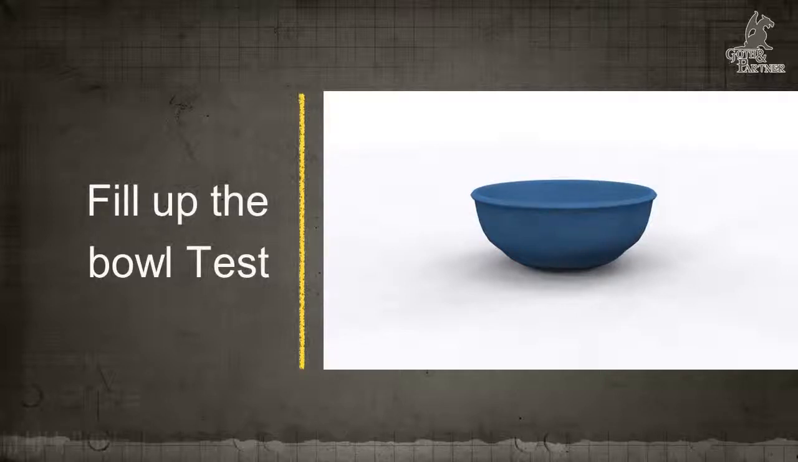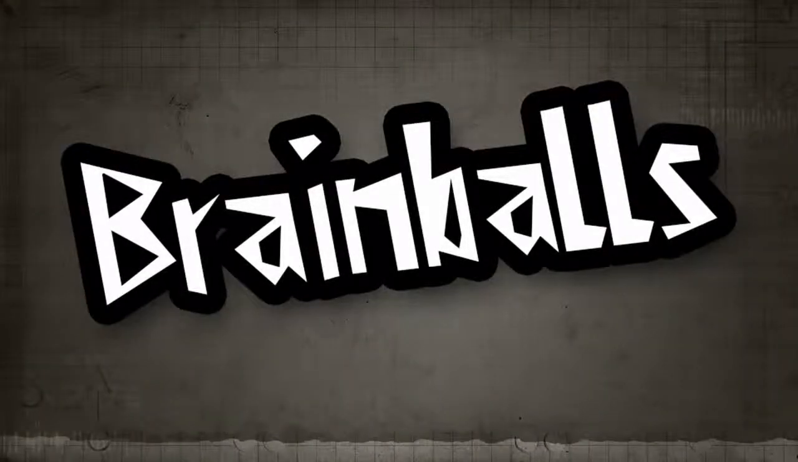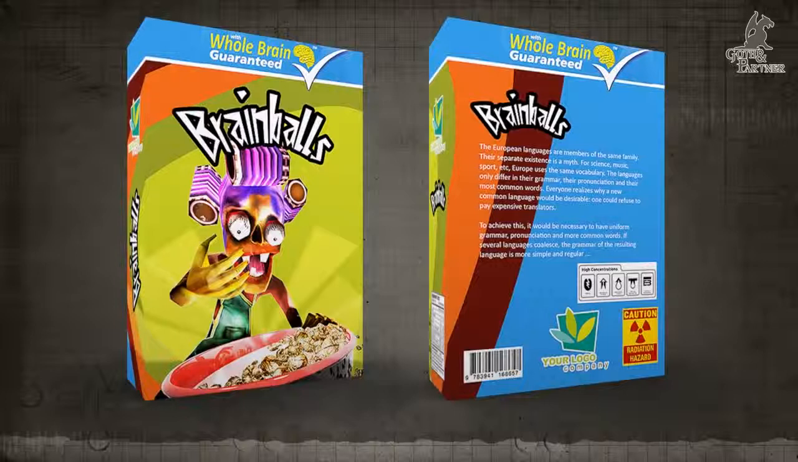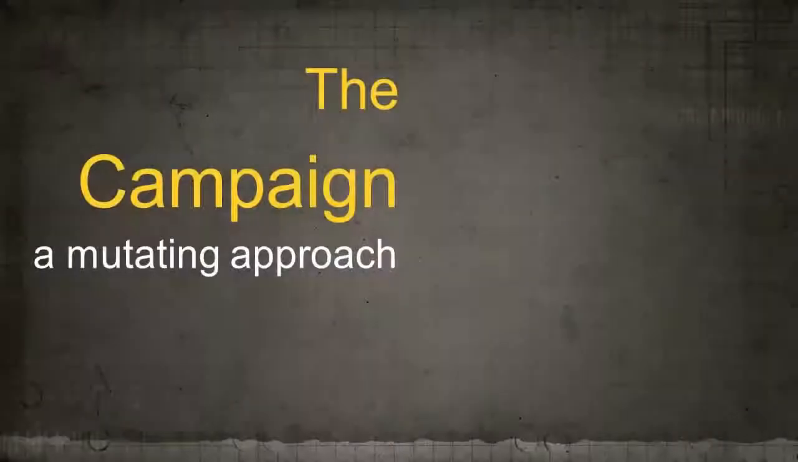So, basically the next thing we had to develop is the name for the new brand, which was easy enough. Yeah, just plain Brain Balls. And after the name, it came up to the pack shot, which was simple as that. Whole brain guaranteed, healthy as hell, and all that stuff in there. So we had the new name, we had sort of the brand generated, but then again we had to develop the campaign itself.